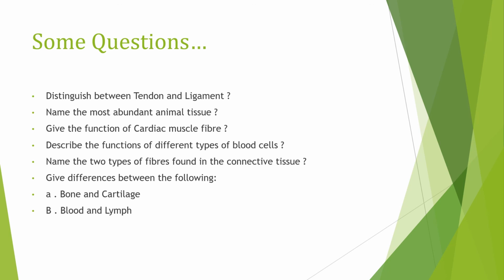The first question is: distinguish between tendon and ligament. Next, name the most abundant animal tissue. Give the function of cardiac muscle fiber. Describe the functions of different types of blood cells. Name the 2 types of fibers found in the connective tissue. Give differences between the following: blood, bone and cartilage, blood and lymph.